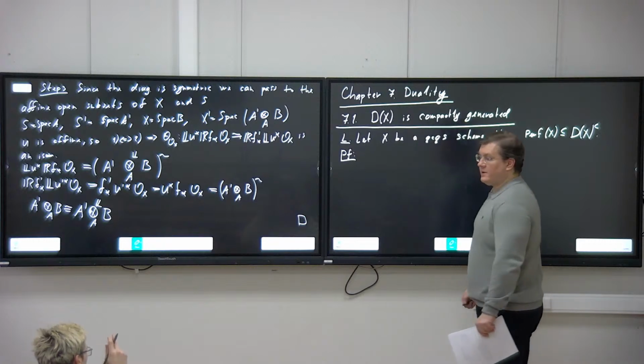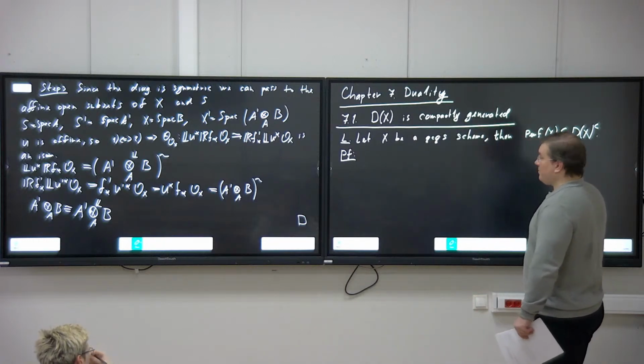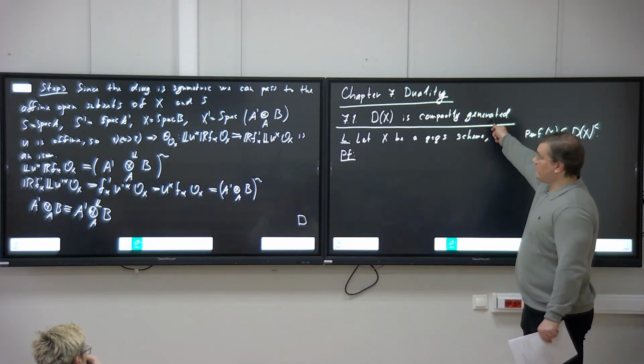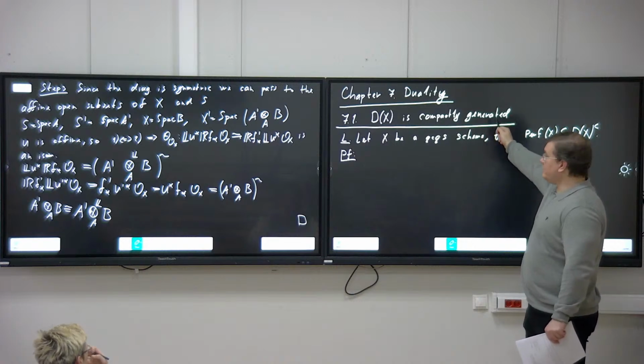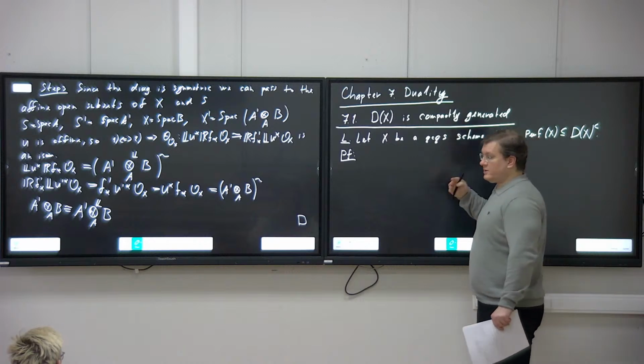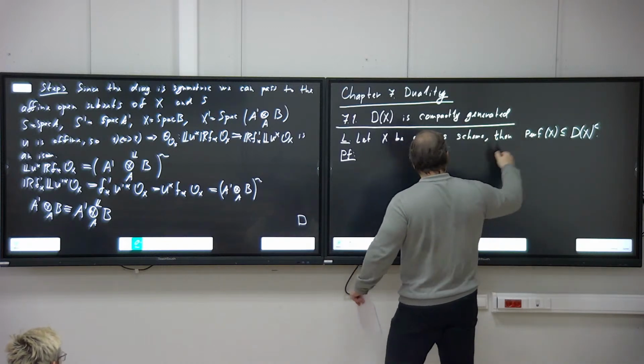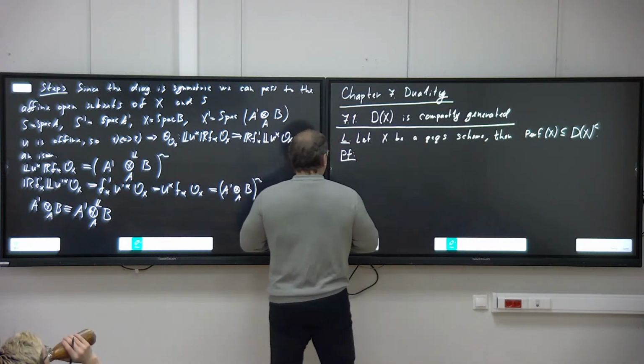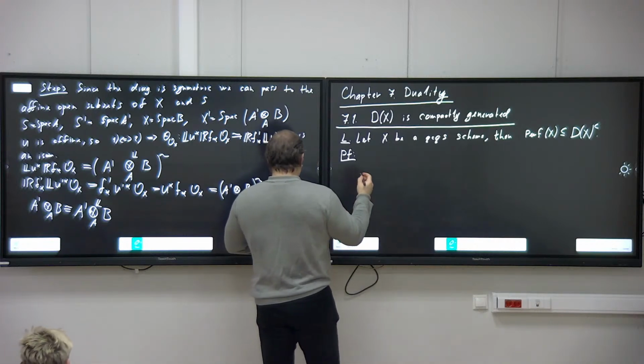Does it go in the other direction? It will follow from compact generation very easily, but we need to prove this. And in the proof, we need this lemma. So it's separated into two steps: one inclusion will be straightforward, and the other follows from the main theorem.